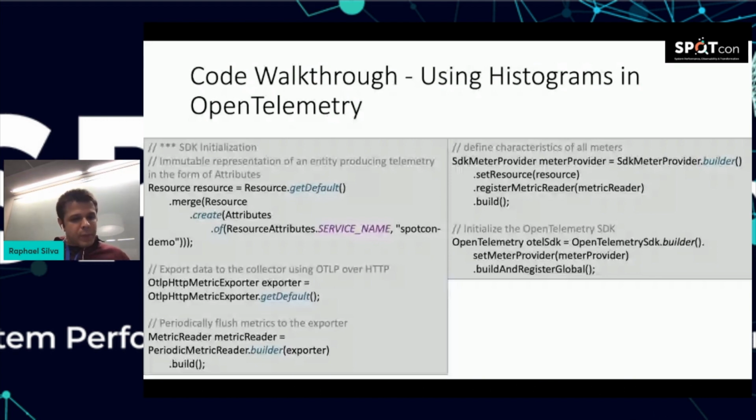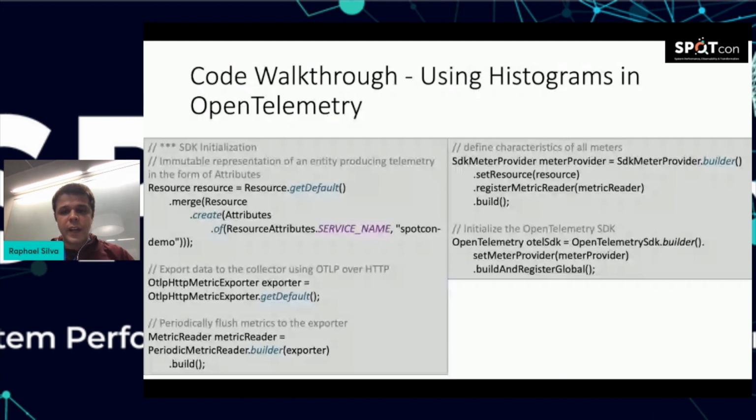Okay, next step is to create the exporter for the data. As we saw in the beginning of the presentation, we are going to export data to the collector using OTLP over HTTP. We need to define how we are going to flush metrics to the exporter. And in this case, we are going to use a metric reader, which will periodically read the metrics and then flush them to the exporter.